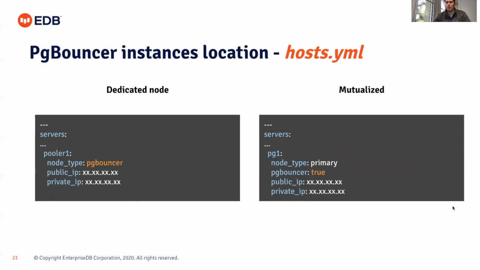About the deployment, for dedicated node deployment, we have to add a new server entry in the hosts.yml file and set the node type to pgbouncer. But when we want to deploy a PgBouncer instance next to a Postgres instance, we just have to add the attribute pgbouncer and set it to true in the corresponding server entry. So we have those two deployment model variables.